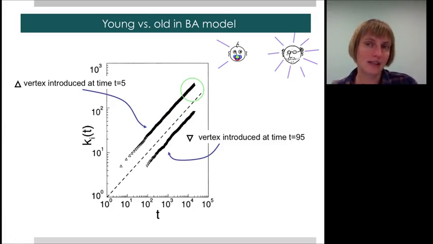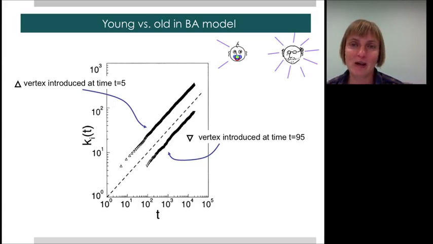Now, this is not entirely realistic either. If you look, for example, at the oldest websites, some of them are still around and popular, but many of them never got a huge following, and that is because over time there's some fitness to the different nodes.